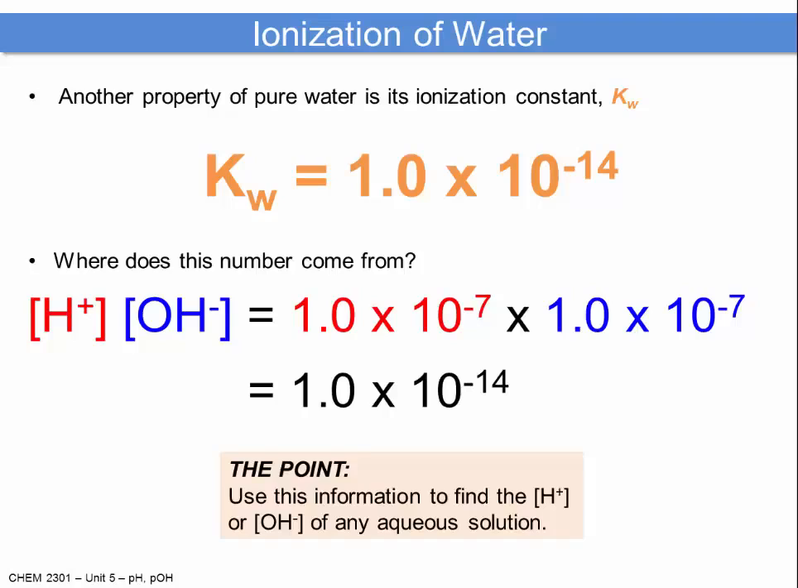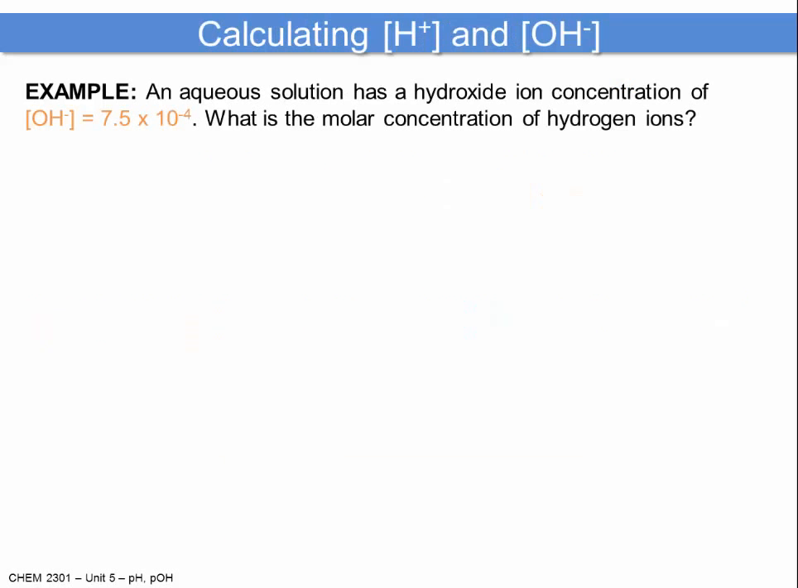The point in the end is we can use this information to find hydrogen ions or hydroxide ions of any aqueous solution, specifically any acids and bases that we would be interested in investigating. For example, an aqueous solution has a hydroxide ion concentration of 7.5 times 10 to the negative 4. What is the molar concentration of hydrogen ions in this case?